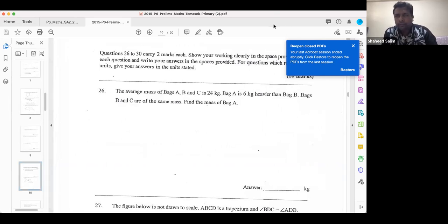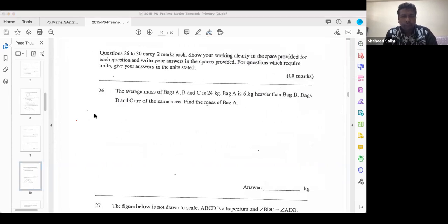Let's see. 15. Okay. How do you do it? You have to do it on a piece of paper. You know how to do average? This is a formula. If you just use a calculator, it's not going to work. This is total. This is average. And this is number of bags. So number of bags, how many bags? There are 3 bags here.